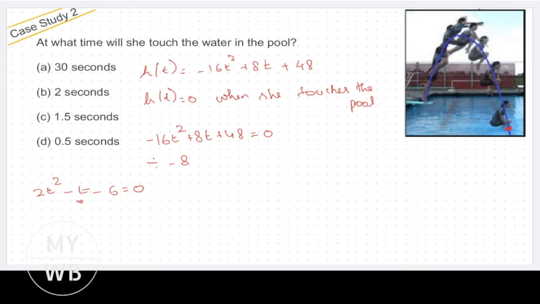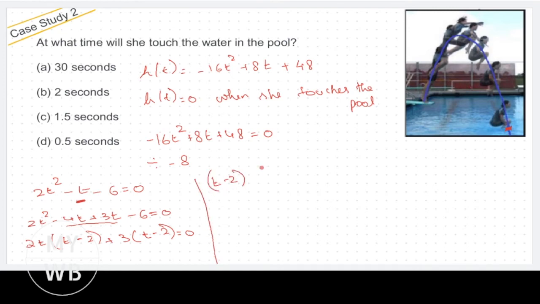So let's split this minus t as minus 4t plus 3t, and minus 6 will remain as such, equal to 0. So I've just split the middle term here, minus t into minus 4t plus 3t. 2t can be pulled out as common. You will get t minus 2, plus 3 can be pulled out as common here. So you get t minus 2 equal to 0, which gives us t minus 2 into 2t plus 3 equal to 0.